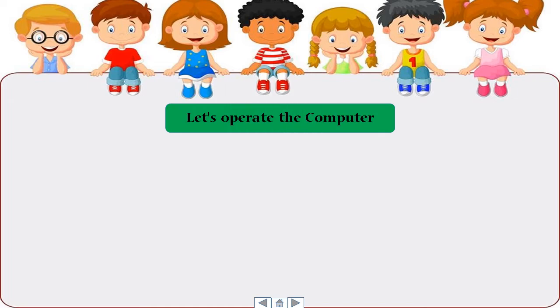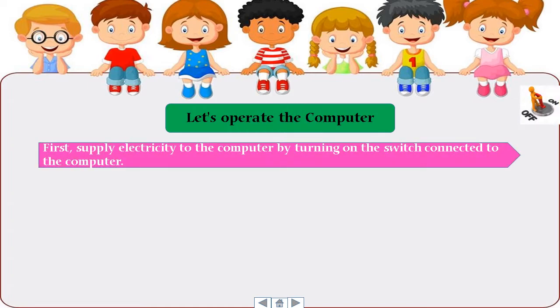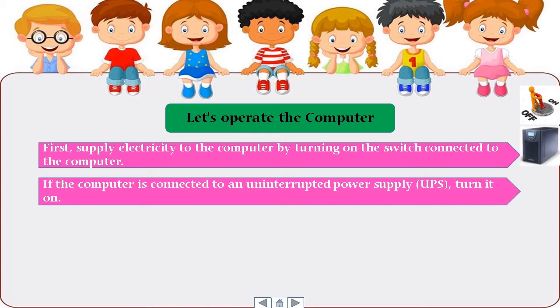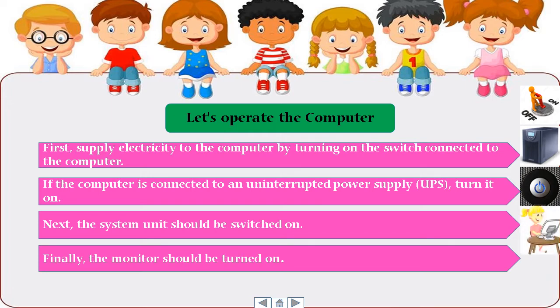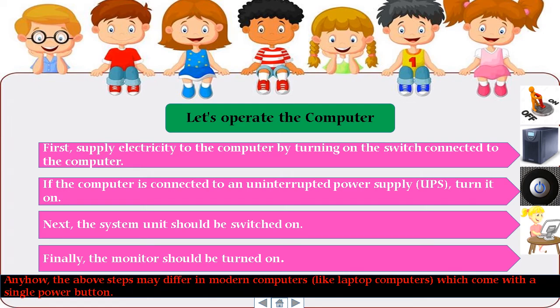Let's operate the computer. First, supply electricity to the computer by turning on the switch connected to the computer. If the computer is connected to an uninterrupted power supply, turn it on. Next, the system unit should be switched on. Finally, the monitor should be turned on. However, the above steps may differ for modern computers like laptop computers, which come with a single power button.